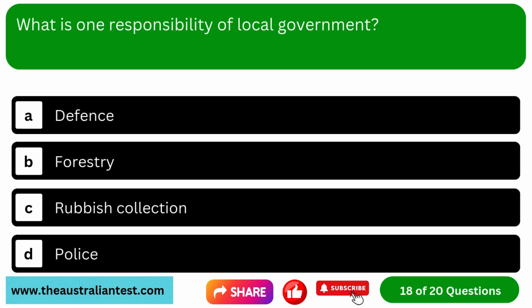Question 18. What is one responsibility of local government? Option A, defense. Option B, forestry. Option C, rubbish collection. Option D, police.